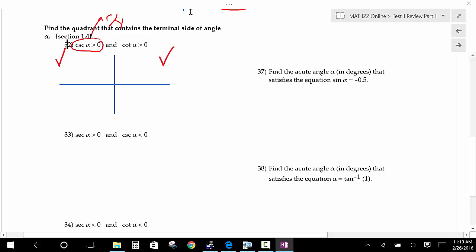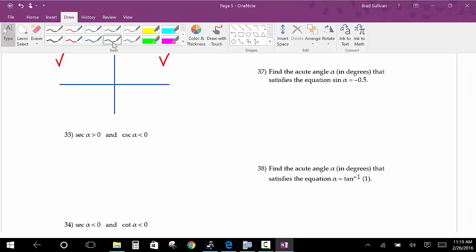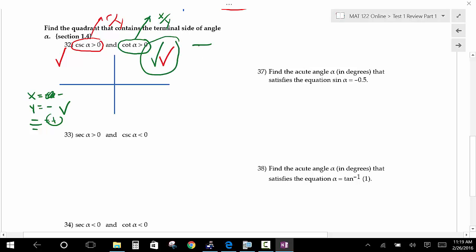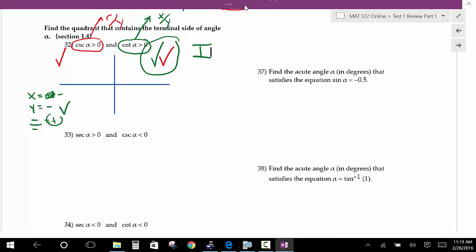Now the cotangent, if we were to look at the cotangent and try to determine where that's positive, well, the cotangent is x over y. So everything's positive there, but we also learned that the cotangent is positive in quadrant 3. The reason is that in quadrant 3, x is negative, not negative 1, but just some negative number. Y is some negative number. So a negative over a negative is a positive. So the question is, where do these overlap? They overlap there, so the answer to that problem is quadrant 1.